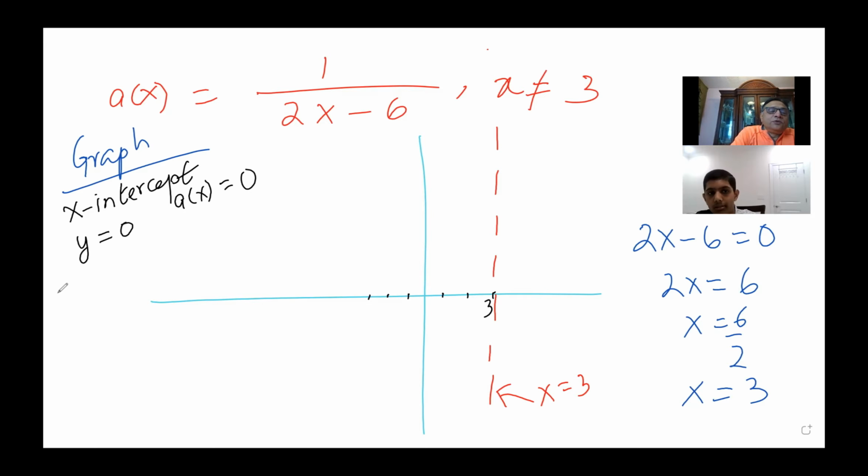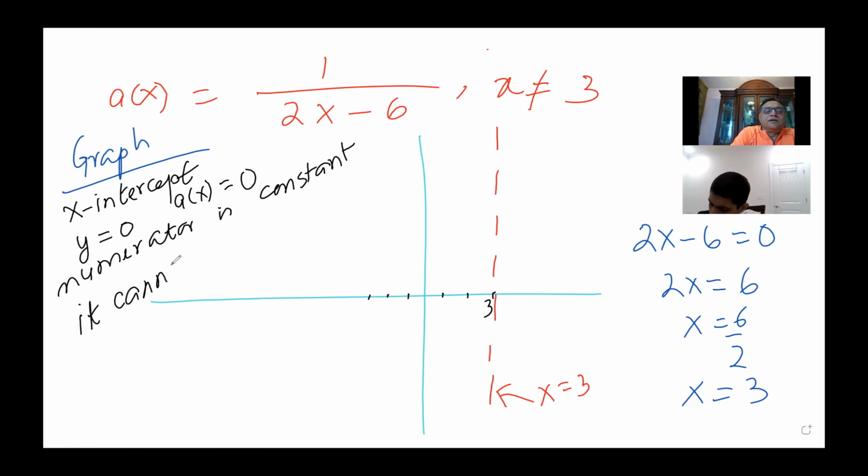So here, numerator is constant. It cannot be 0, right? So there is no x-intercept. Do you understand?